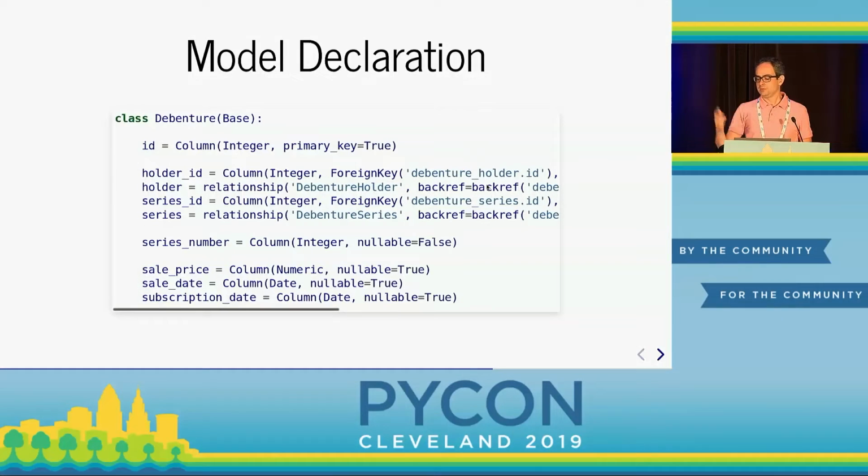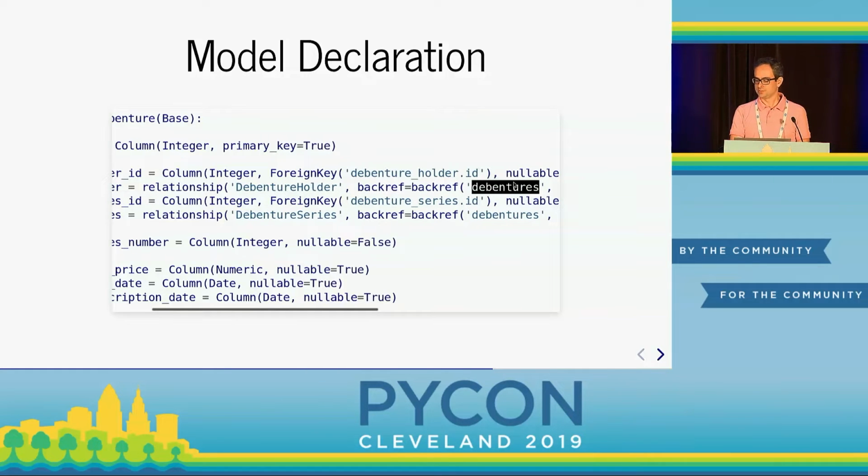And it will only go into the database to fetch records when I iterate over it. If I just access the debentures attribute in the debenture holder, I get a magical query object. It doesn't go into the database immediately.